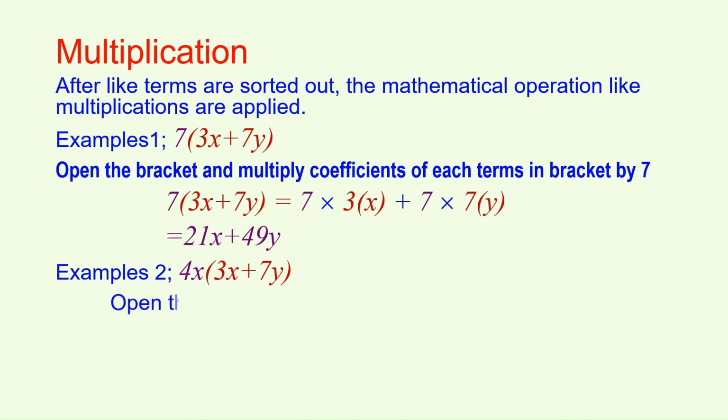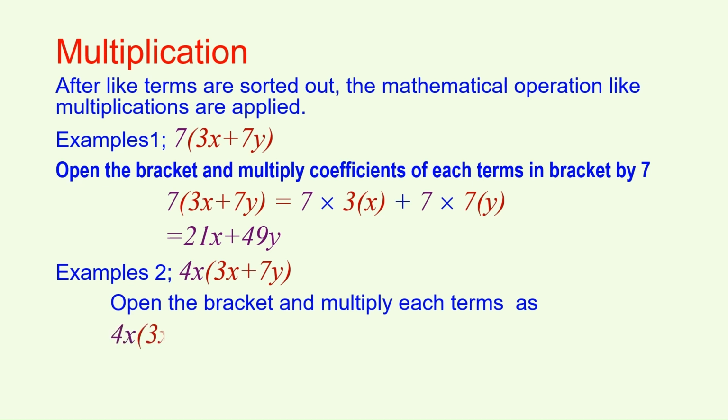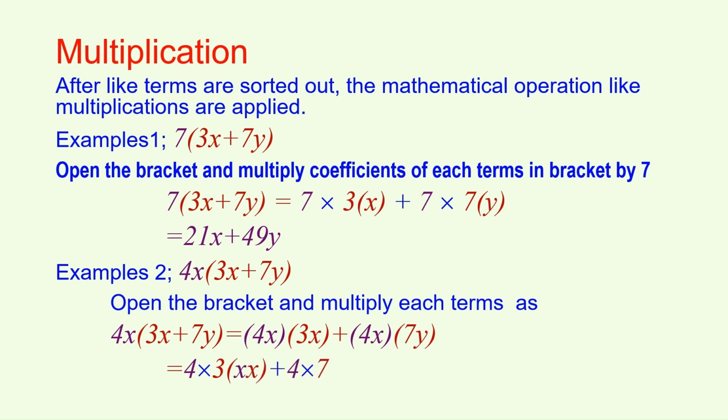Example 2: 4x times bracket 3x plus 7y. Open the bracket and multiply each term as 4x times bracket 3x plus 7y equals 4x times 3x plus 4x times 7y equals 4 times 3 times xx plus 4 times 7 times xy equals 12x squared plus 28xy.